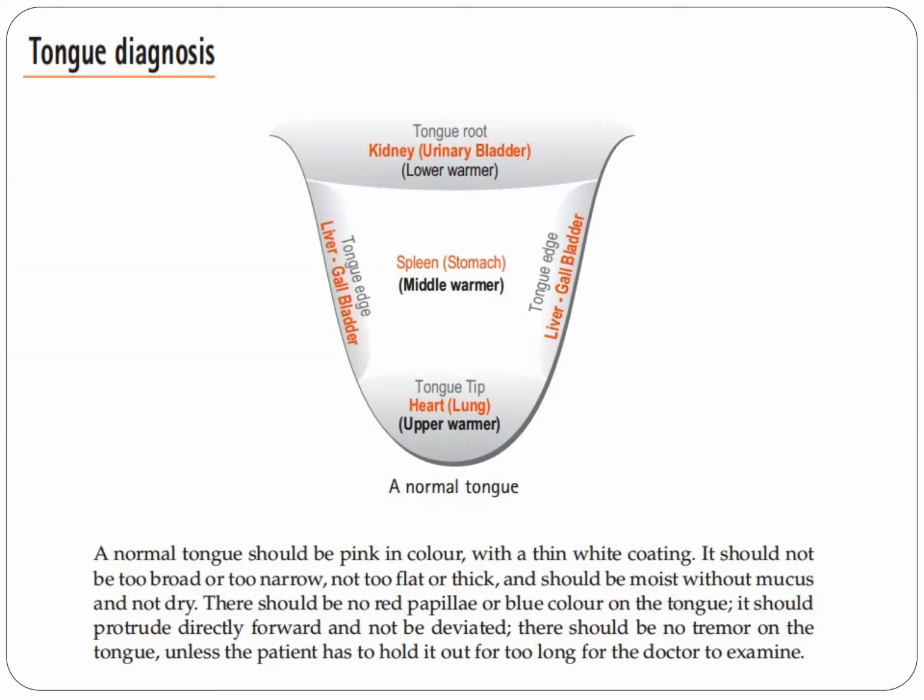A normal tongue should be pink in color with a thin white coating. It should not be too broad or too narrow, not too flat or thick, and should be moist without mucus and not dry. There should be no red papillae or blue color on the tongue. It should protrude directly forward and not be deviated. There should be no tremor on the tongue unless the patient has to hold it out for too long for the doctor to examine. Okay?